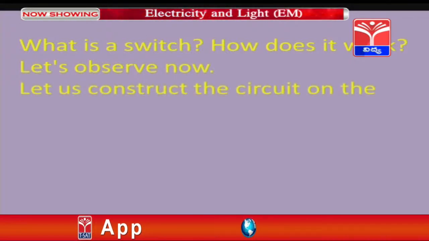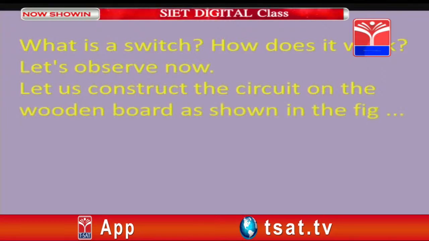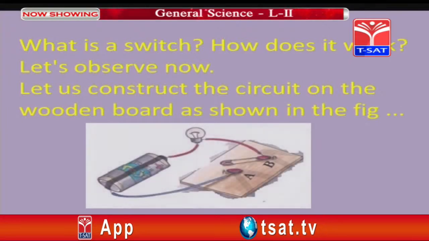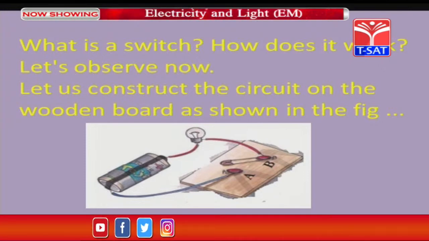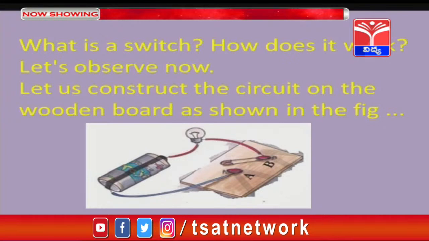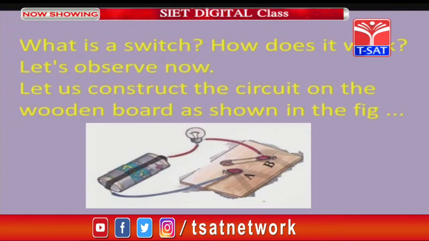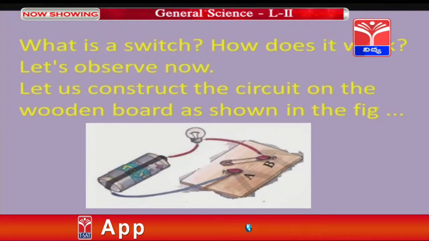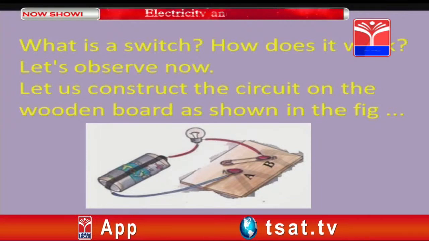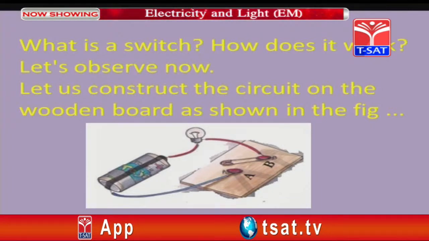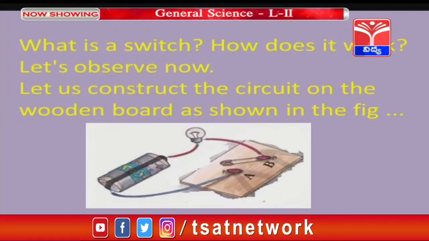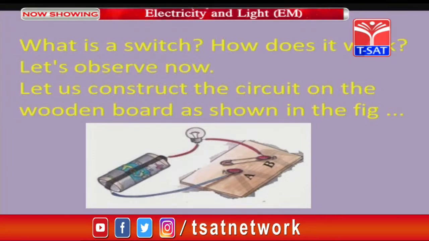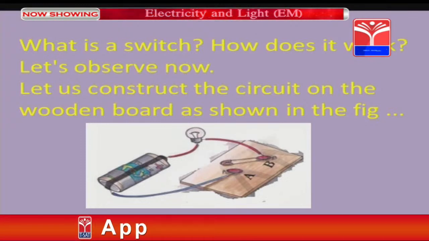Let us construct the circuit on the wooden board as shown in the figure. In the figure we have a bulb, wire and a board. On the board we have taken two drawing board pins and joined them with the points A and B, and we arranged a safety pin that is open at A and attached to the point B. Did you get electricity out of it? The bulb will not glow. Why? Because here it is not joined with the point A.